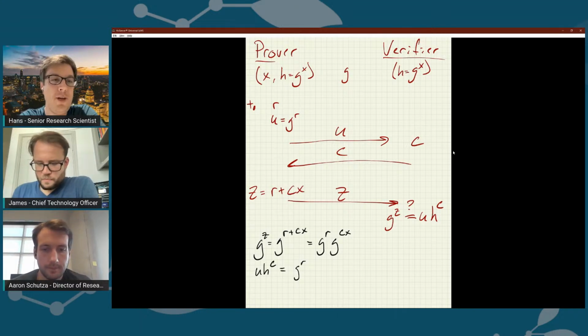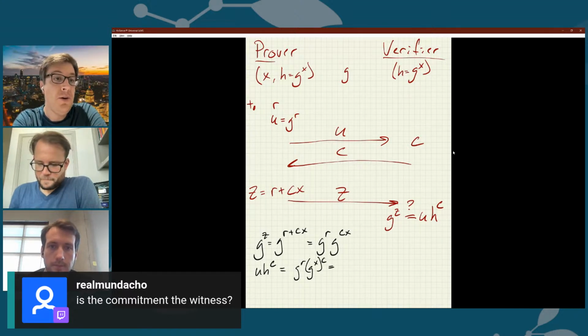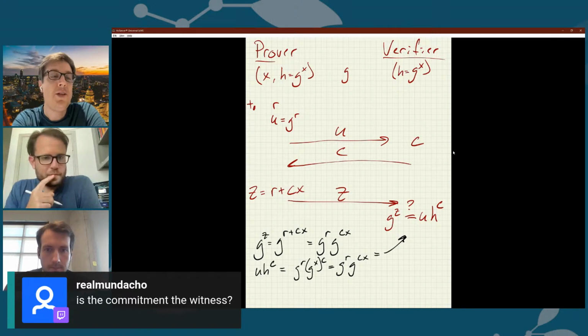While you're writing that out, James, I'm just going to address some of the questions that we got from the chat. The first question is: is the commitment T the witness? To my understanding, no. The Z is sometimes referred to as the witness, I believe. Feel free, Aaron and James, to correct me if I'm wrong. But the witness is sort of the evidence that you know the secret value.